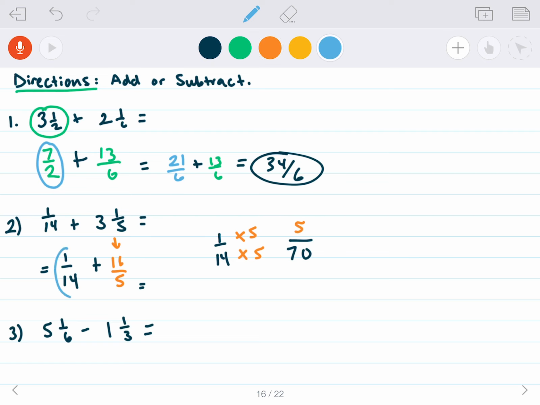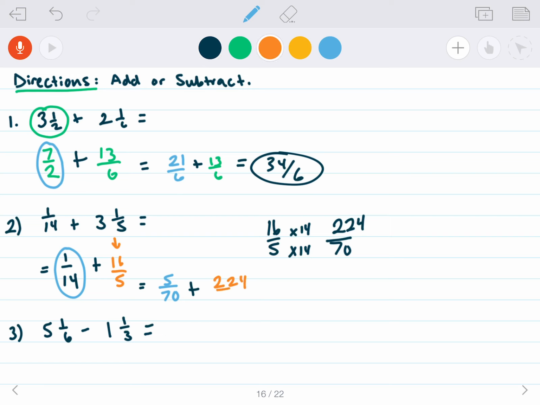So 1/14 is secretly 5 over 70. And then what's 16/5 with a denominator of 70? Well, let's see. 16/5 with a denominator of 70. This time I have to multiply the bottom by 14. So I do the same thing at the top, and 16 times 14 is going to give me 224. So 16/5 is secretly 224 over 70.